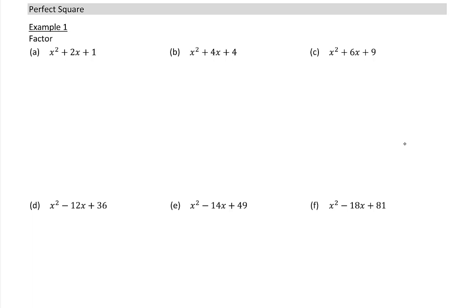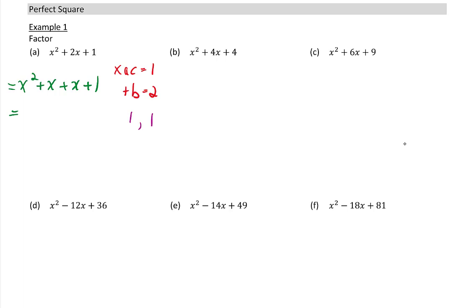So the first one is x squared plus 2x plus 1. So we need two numbers that multiply to a times c, which equals 1, and add to b, which equals 2. So two numbers that multiply to 1 and add to 2 are 1 and 1. And using these two numbers, we can now factor this quadratic. So we get x squared plus x plus x plus 1.